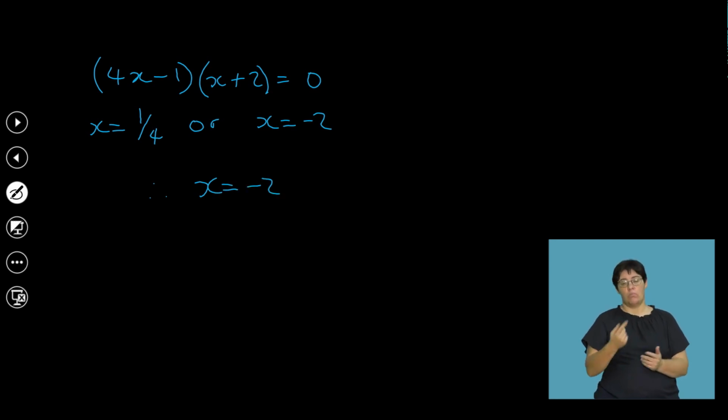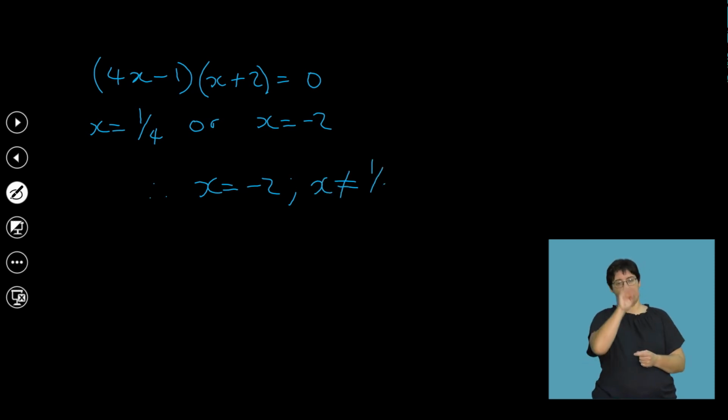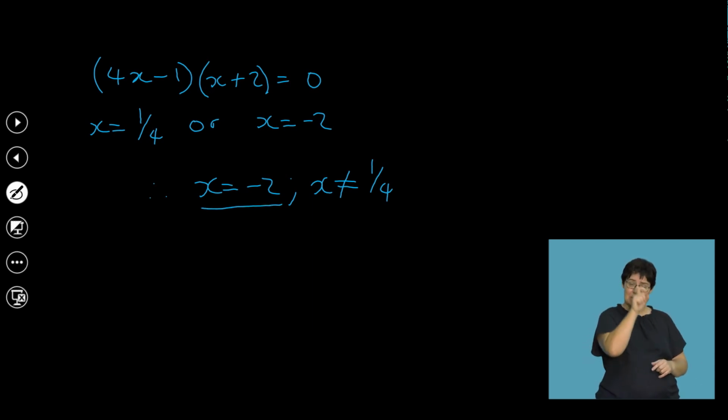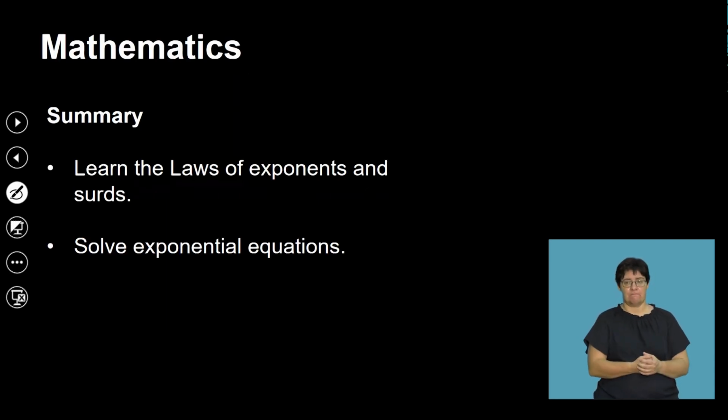Some people also prefer to say, comma, x cannot be equal to 1 over 4. It's really a choice, because if you already said x must be equal to negative 2, it means the other one does not exist. So it's an either-or situation.